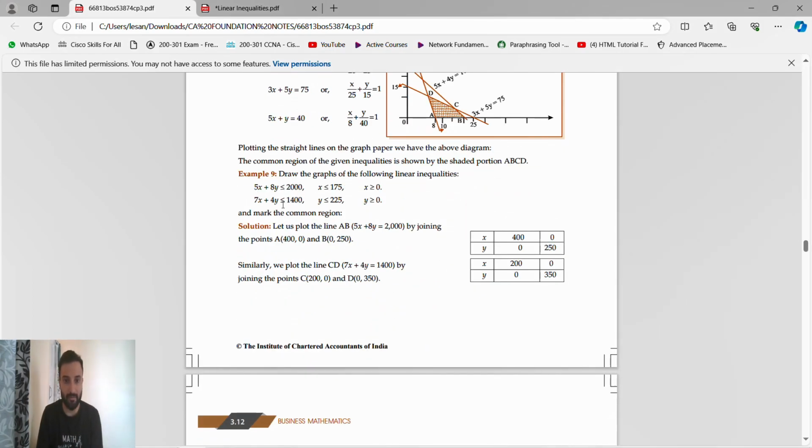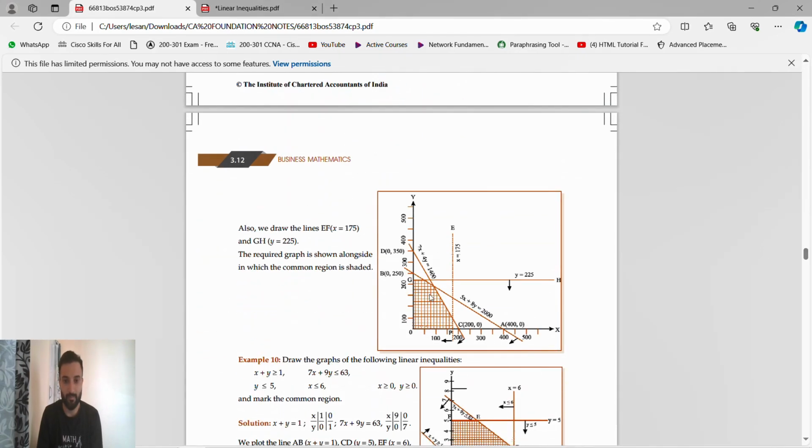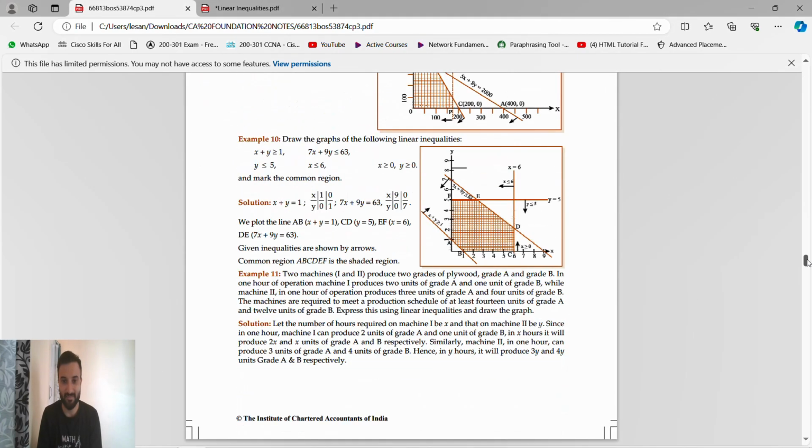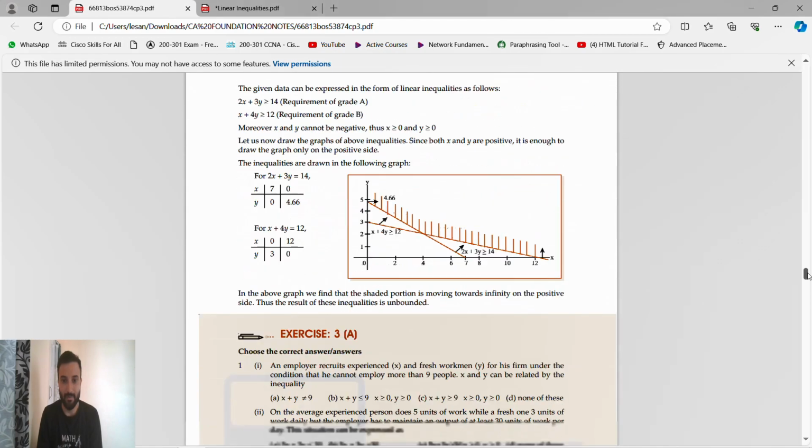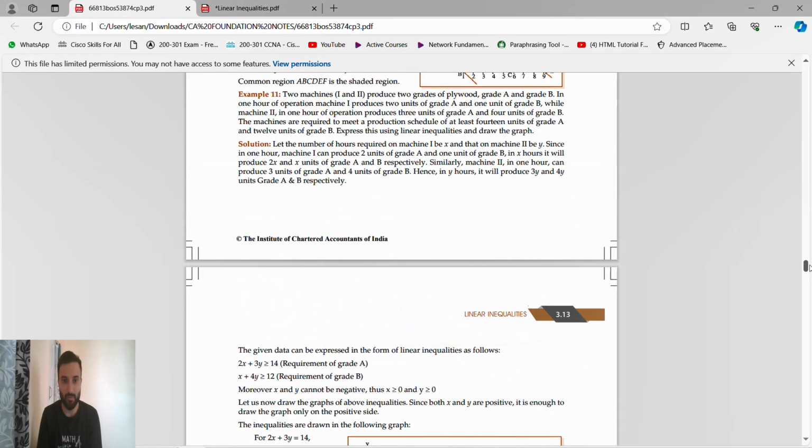Lesser than, lesser than, all are lesser than, means see the corner region. Okay, like that you have to do.